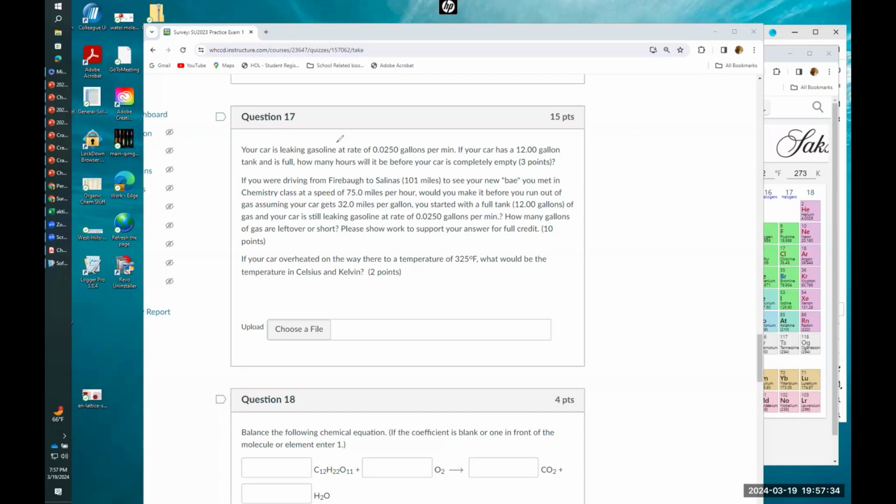0.0250 gallons per minute. So that would be our conversion, right? Because that's changing one unit to another unit. So that's going to be representing our conversion. So that's going to be the second thing that we use. So the first thing that we should use is what?